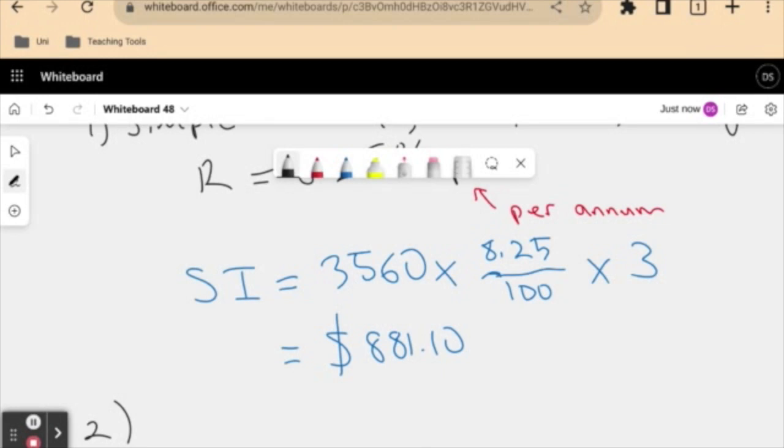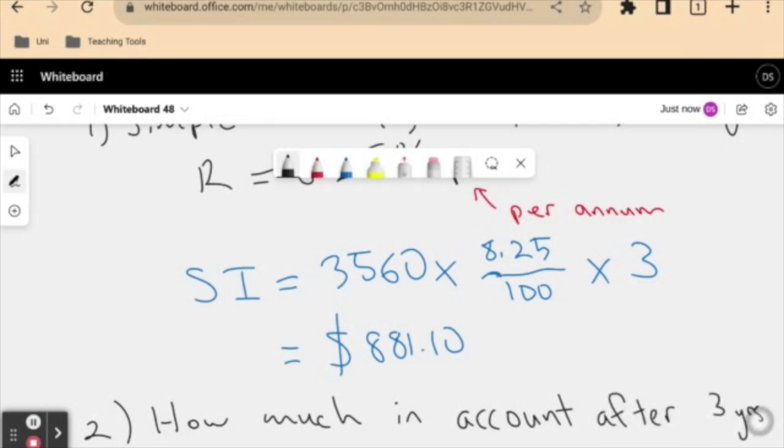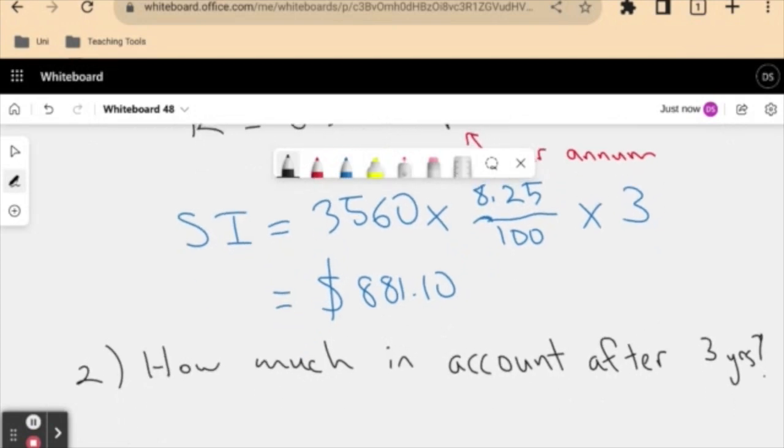Now for part B, let's just find out if this was, for example, a high interest account that I invested in. Let's find my money. So how much money is in the account after 3 years? Oops. We want to find this. Well, I had my starting amount here, and then I earned some interest here, which is going to get added to my initial sum of money that I put in.